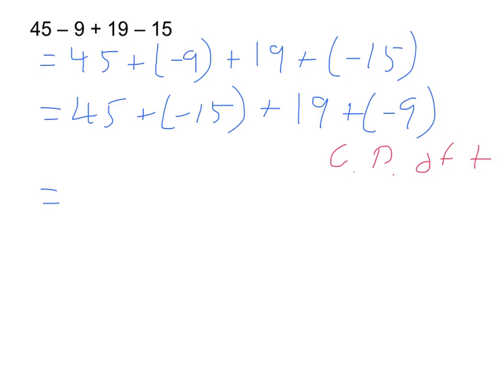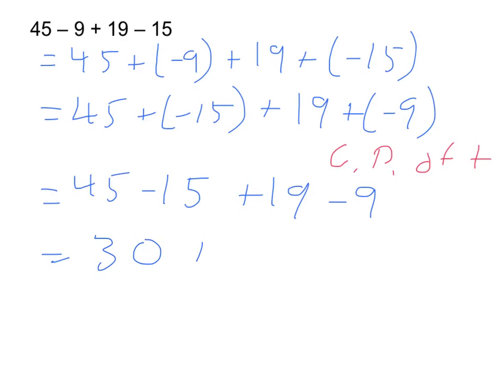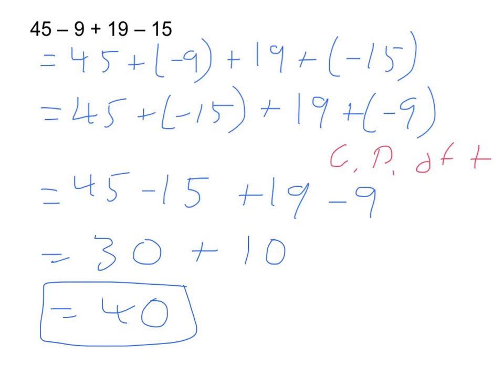Okay. Well, now let's look at how we can actually do this arithmetic. Well, let's convert back from addition to subtraction. So this is 45 minus 15 plus 19 minus 9. And so really what we're doing here is the opposite of what we did here. And so now we can do this arithmetic here, 45 minus 15, well that's easy to do in our head, that's just 30. And then plus 19 minus 9, well that's easy to do in our head, that's just 10. Now 30 plus 10 is equal to 40, and there's our final answer.